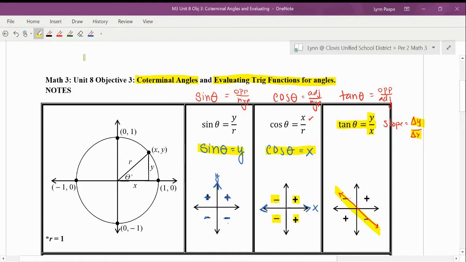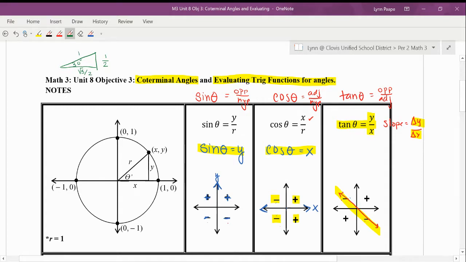Very important. The other thing I need to know is my 30, 60, 90 triangles. So if I have a triangle that has a 30-degree angle down here, I know across from the 30 is 1/2. Adjacent to it was root 3 over 2, and the hypotenuse was 1, right? So that was from previous lessons.